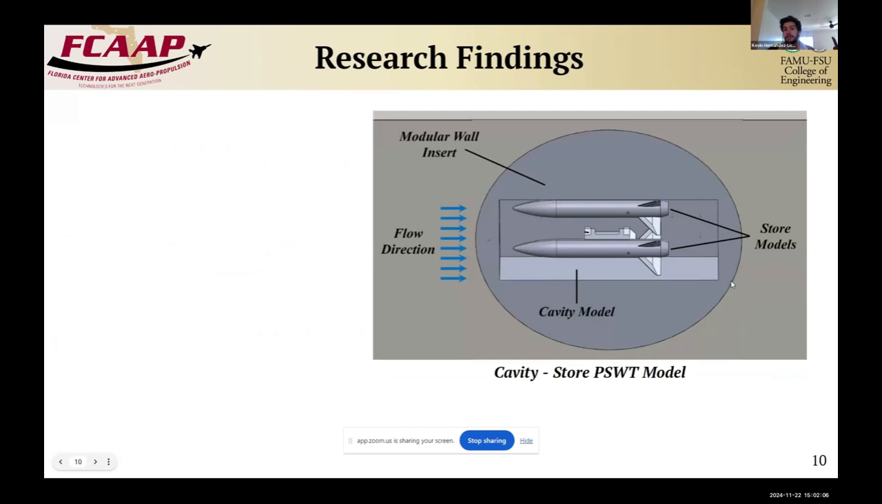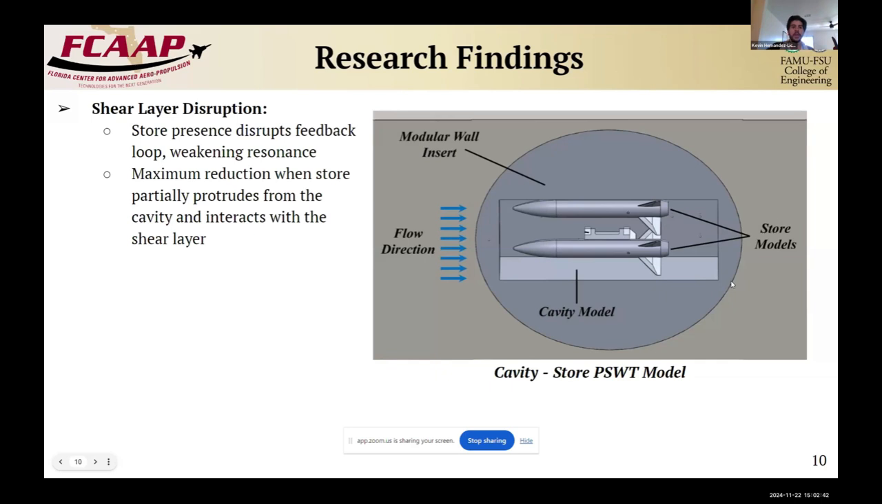So now just to go over some of the recent research findings so far. We have a figure here of how we conduct our research here at the COE and the AME building, the FCAP wing and the polysonic wind tunnel. So this is a cavity model that is recessed into our wind tunnel, and we have two stores mounted to it, and here we study it. All right, so some of the findings we have here.